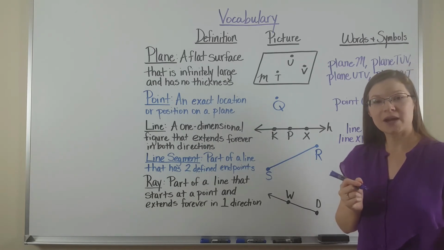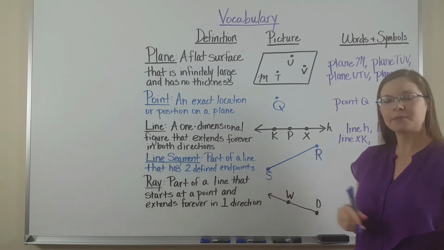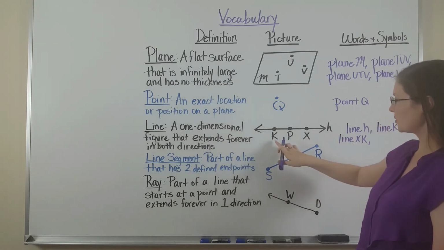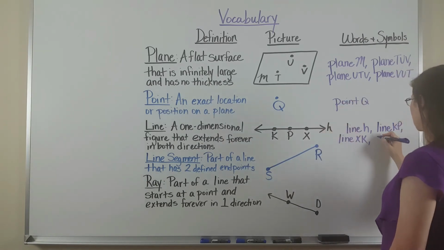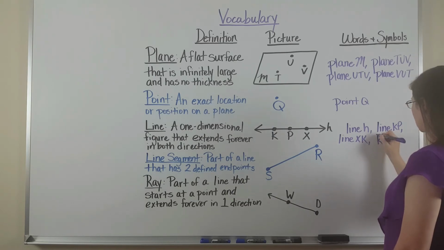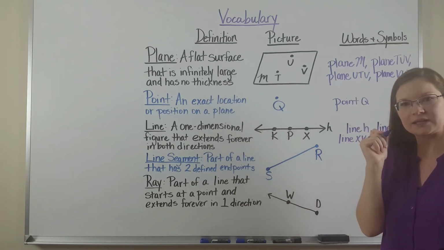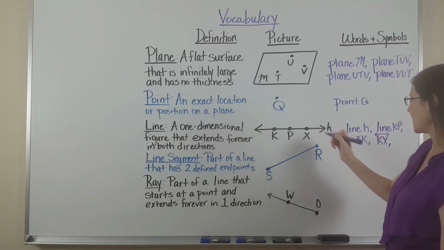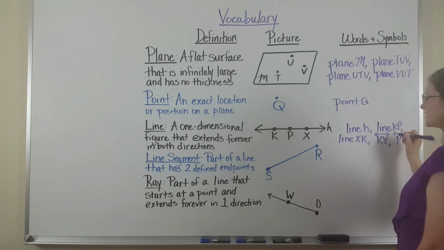Or we could express this name symbolically, choosing 2 points and then putting the symbol for a line on top of those 2 points. So we could choose K and X and put a line symbol on top. KX. And then the symbol for a line is a line with arrows on both ends. Okay? Or we could call this PX with the line symbol on top.